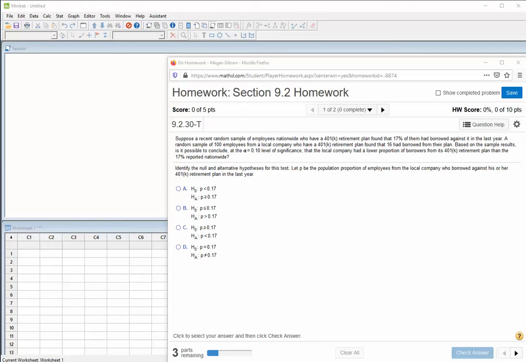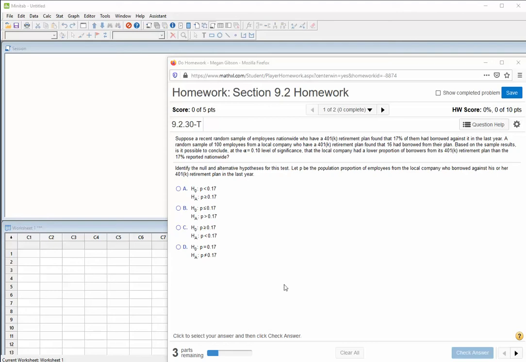It says, suppose a recent random sample of employees nationwide who have a 401k found that 17% of them had borrowed against it in the last year. A random sample of 100 employees from a local company who have a 401k found that 16 had borrowed from their plan. Based on the sample results, is it possible to conclude at the alpha equals 10% level of significance that the local company had a lower proportion of borrowers from its 401k than the 17% reported nationwide?